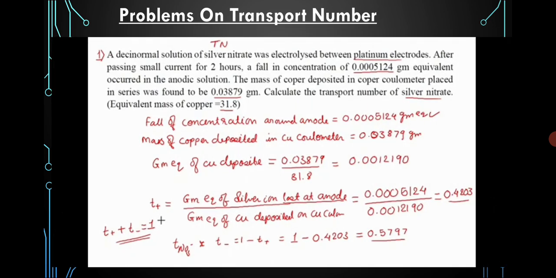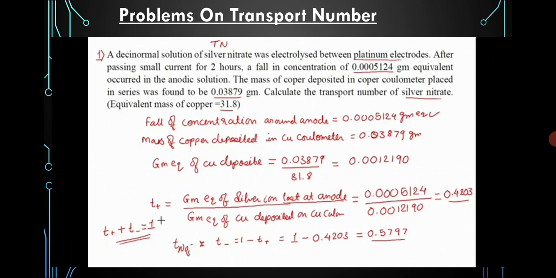First problem. A decinormal solution of silver nitrate was electrolyzed between platinum electrodes. After passing a small current for 2 hours, a loss in concentration of 0.000524 gram equivalent occurred in the anodic solution. The mass of copper deposited in a copper coulometer placed in series was found to be 0.03879 gram. Calculate the transport number of silver nitrate. Equivalent mass of copper is 31.8.